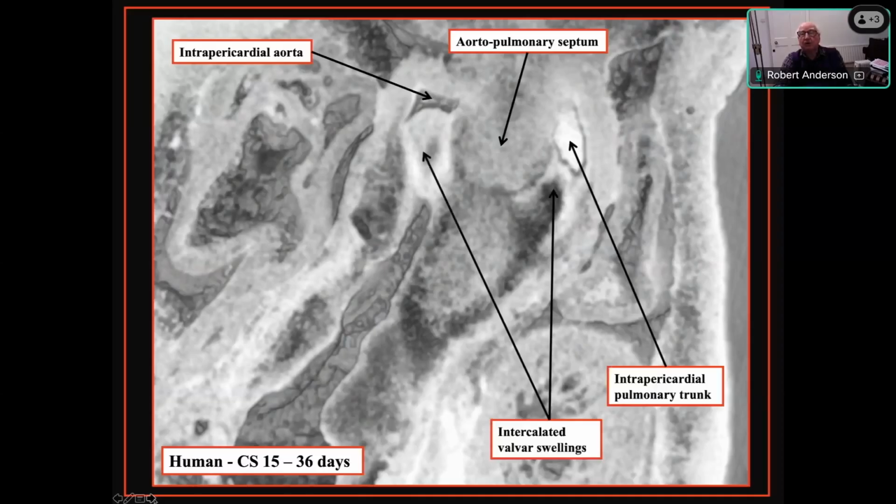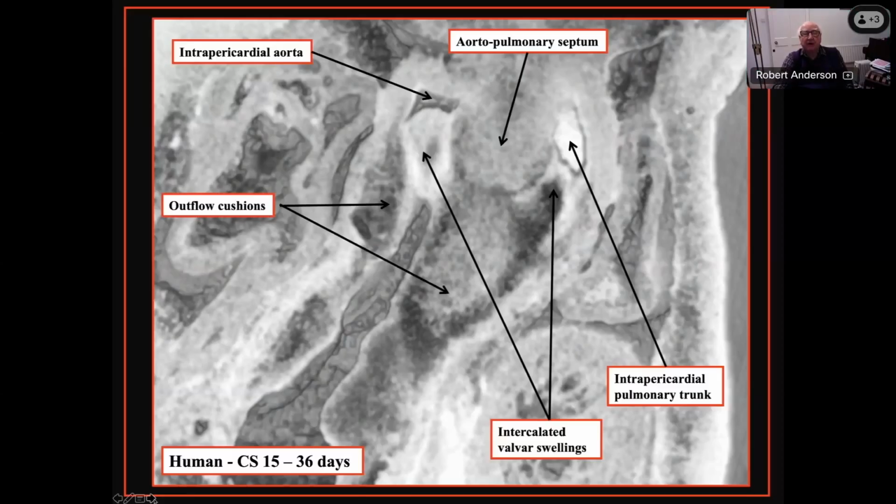Two other structures have appeared by this stage from the ends of those tongues of non-myocardial tissue that have filled the space in that fish mouth regression. And these are what we're going to call the intercalated valvar swellings. In fact, these components were first described by Kramer in that seminal work in 1942. So much of what Kramer said was very important. But what I'm going to show you is it's the formation of the intercalated valvar swellings that permit us to understand how the outflow tract has 3 rather than 2 parts.